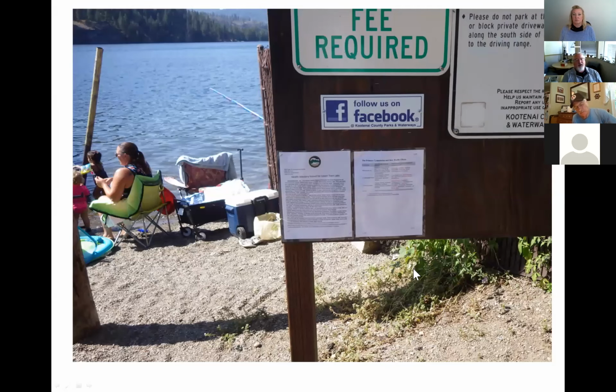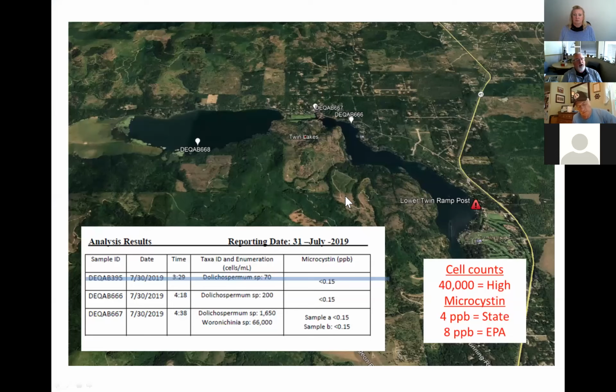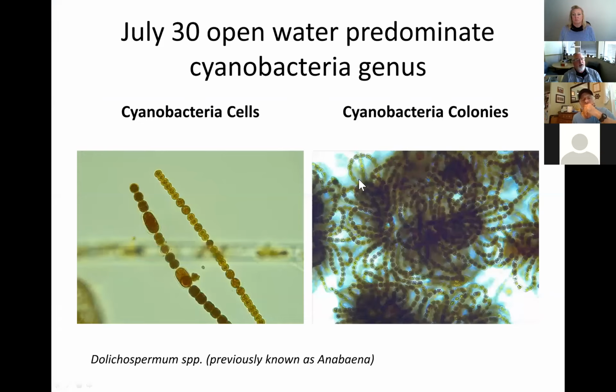So on the 30th, again back out in the field, this is the lower boat ramp. There was a posting put up by the county, and they basically took our press release, laminated it, and put it up on the signs and everything. So we had information out there. Again, this is early in our investigation. It was concentrated in that picture that I showed you of the bloom. I'm going to go back. This one right here was taken just down the dock from these people that are recreating.